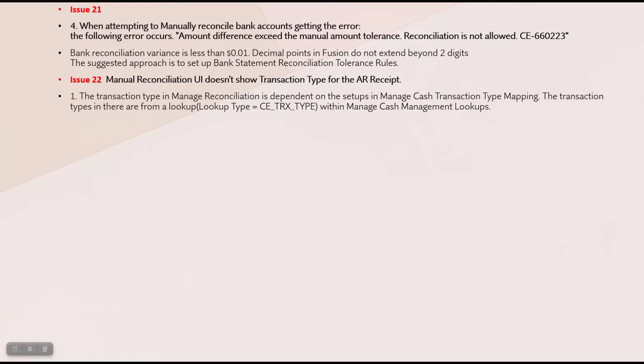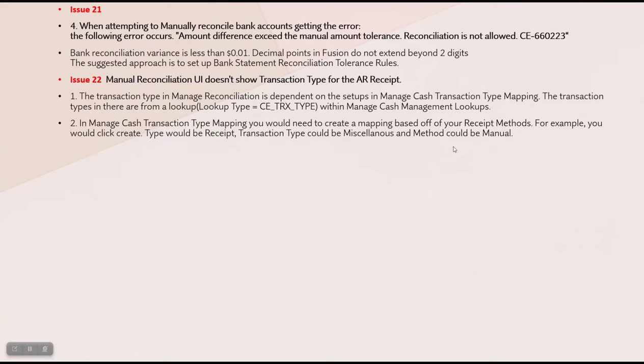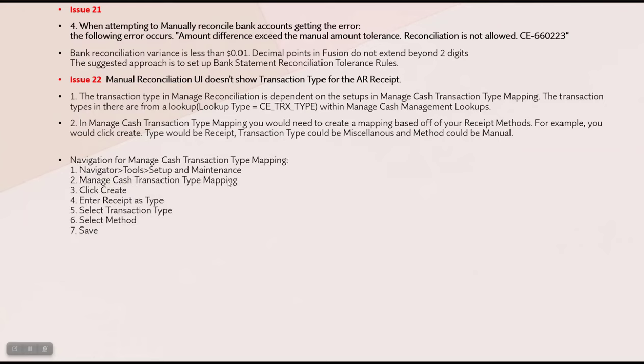Transaction type in manual reconciliation is dependent on the setup of the cash management transaction type mapping. Transaction types in there come from lookups, the lookup for transaction type with cash management lookup. In cash management transaction type mapping, you would need to create a mapping based off your receipt methods. For example, you would click create, type would be receipt, transaction type could be miscellaneous, and the method could be manual. From this mapping, cash management type: Setup and Maintenance, transaction type mapping, create, receipt, transaction type, method, and save.